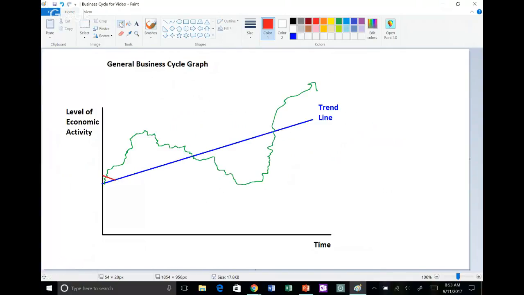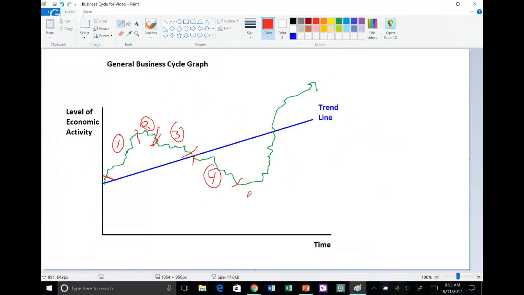And then going all the way up to where it hits the top, that's phase 1, which we call the expansion phase. And then over here where it plateaus at the top, that's phase 2. That's called the peak. And then on the downslope after the peak, yet still above the trend line, that's called contraction. And then on the downslope below the trend line, that's phase 4 called recession.